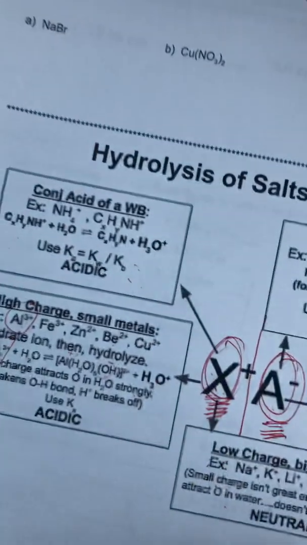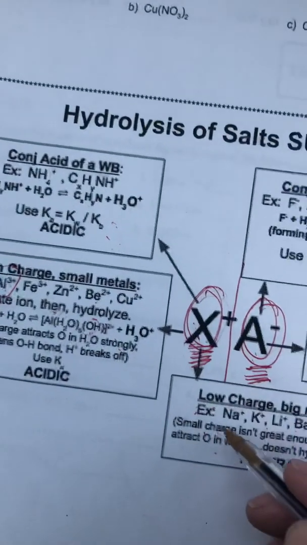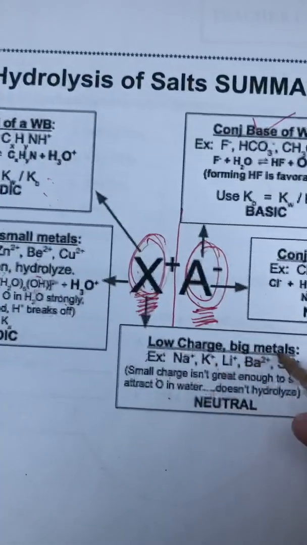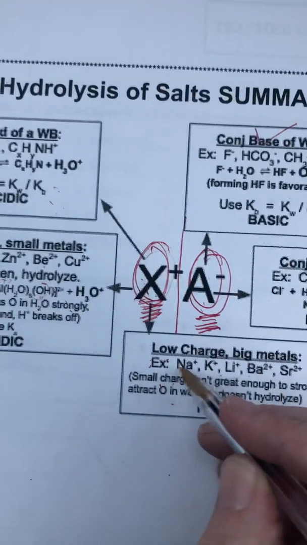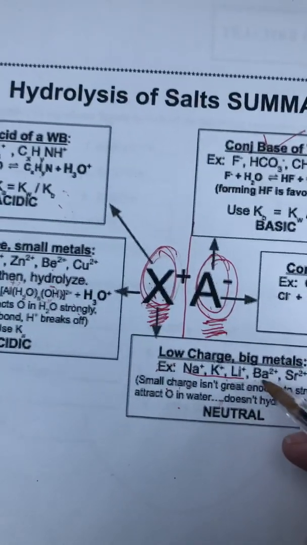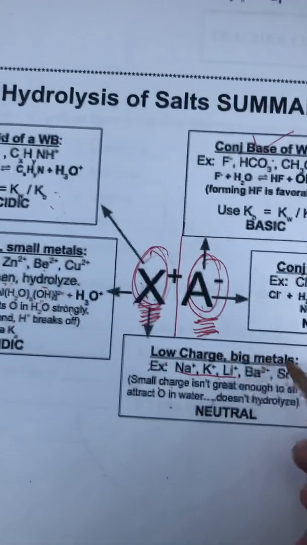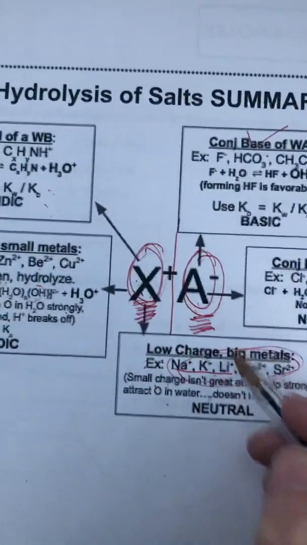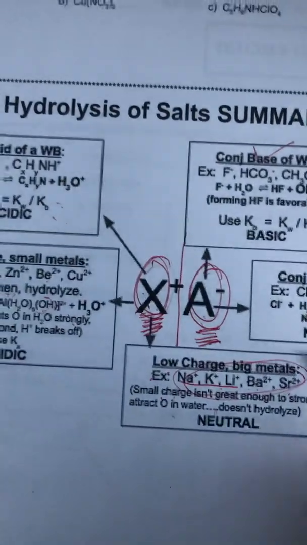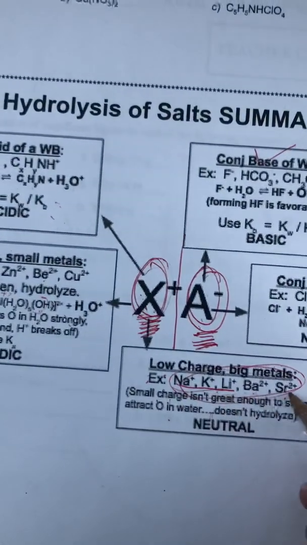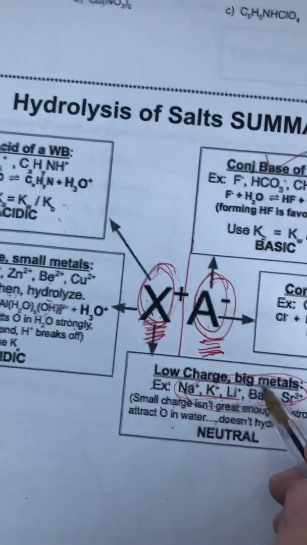So let's talk about the metals first. It's pretty simple. If it's a low charge, big metal, it's neutral. That includes your alkali metals, and then we threw in barium 2+ and strontium 2+ because they're big. Coincidentally, these match up with the metals that come from strong bases. So you've got your alkali metals, barium, strontium: low charge, big metals.